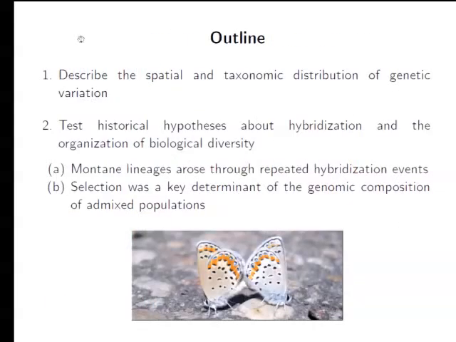So what I want to do today is start by describing overall spatial and taxonomic patterns of genetic variation in this species complex to lay a framework for addressing two specific hypotheses about hybridization and the organization of biological diversity. The first of these hypotheses is that these montane lineages, these unnamed lineages, arose through repeated hybridization events. And the second hypothesis I want to think about is that selection was a key determinant in the genome composition of these admixed populations. Not by any means the only driver of genome composition, but a key determinant of genome composition.